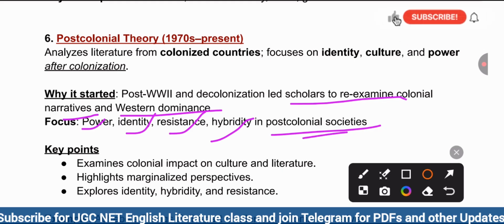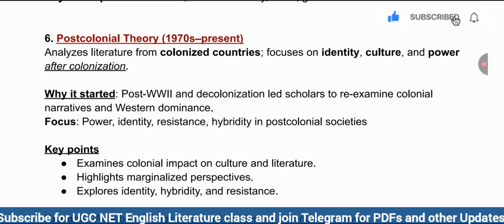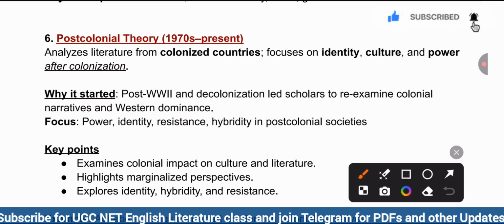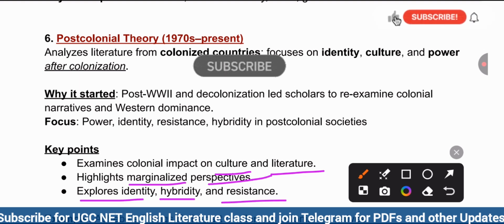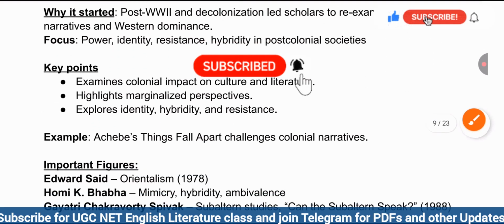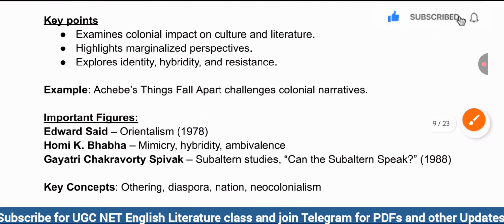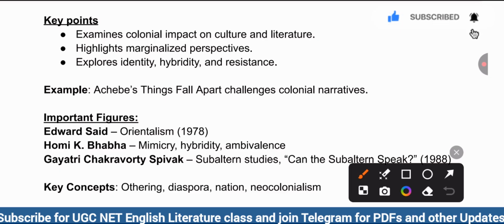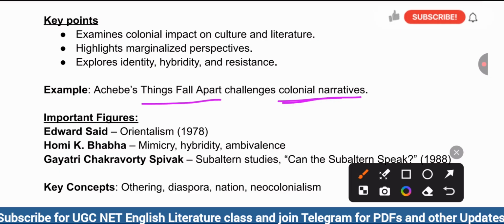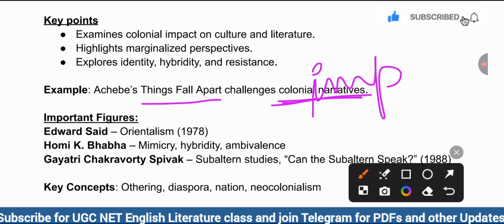Key points you must remember. It examines colonial impact on culture and literature. Also, it highlights marginalized perspectives and it explores identity, hybridity, and resistance. Okay, so this is post-colonial theory. Post means after, later. Example, Chinua Achebe's Things Fall Apart. In this work, he challenges colonial narratives through all the characters. This work is very, very important, and also its series.